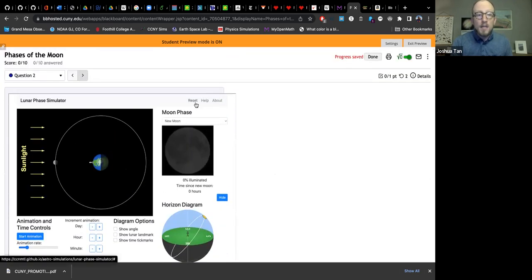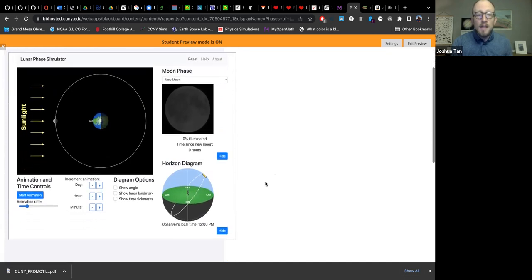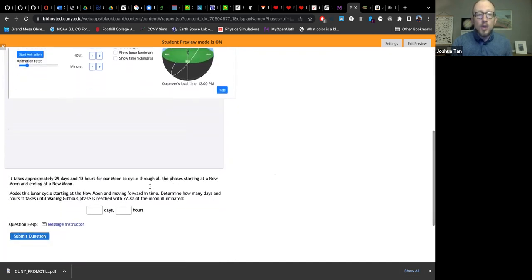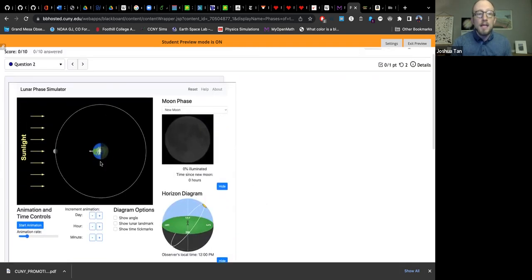Always start by resetting at the new moon. And then what I'd like to do is see how long it's going to take for me to reach 77.8% of the moon illuminated, starting from this starting point. You must be careful though, because if you move yourself around the Earth by doing something like this, then you haven't started at that starting point, noon at the new moon point, and you'll get the wrong answer. So you've got to be careful that you always start where the question asks you to start.